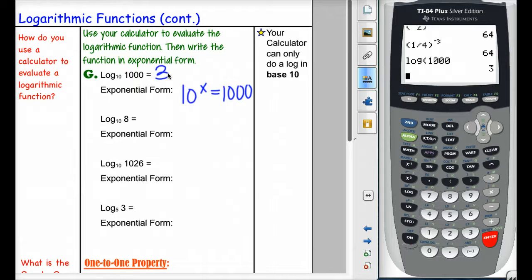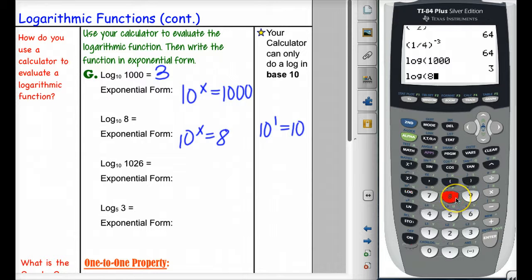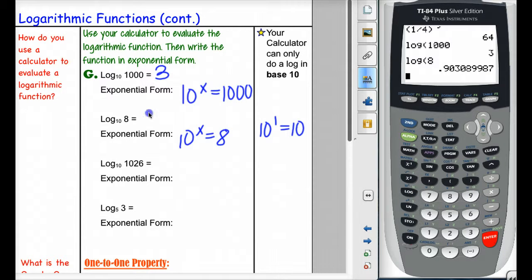So then we can try log base 10 of 8. Well, 10 to the first is 10. So we know that our number is going to be less than 1. And so we go in here and we say this is going to be 10 to the x power is equal to 8. And so log of 8 is going to give you a big number of decimal places. So we're going to round to 4 decimal places. So we have 0.9031.